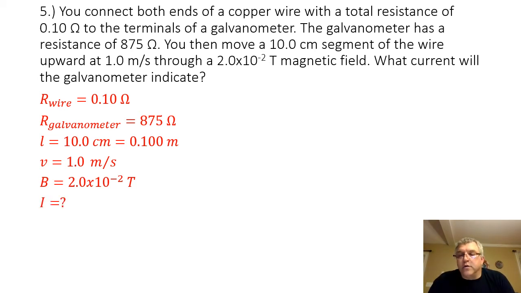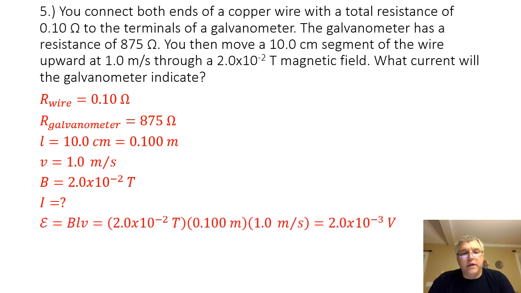So as I said, in order to find the current, because I already know the resistance through the galvanometer, I need to know what the induced EMF in the wire is going to be. And to find that, I use E equals BLV. So plugging my known values from magnetic field, the length of the wire, and the velocity of the wire into that equation, I'm going to get an induced EMF of 2.0 times 10 to the minus third volts. Now I know the induced EMF going through the wire. I know the resistance of the galvanometer. So now I can determine what the current through the galvanometer is going to be.